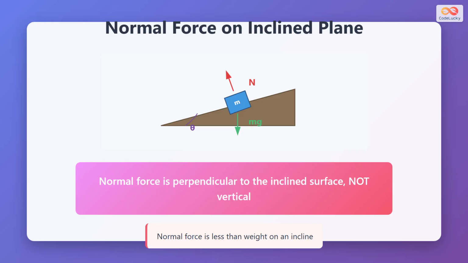Things get more interesting when we consider inclined planes, or ramps. On an incline, the normal force is still perpendicular to the surface, but now the surface itself is tilted. This means the normal force is no longer vertical. Here's a key insight. The normal force on an inclined plane is actually less than the object's weight. This happens because only a component of the weight acts perpendicular to the surface, while the rest acts parallel to it, trying to slide the object down the incline.